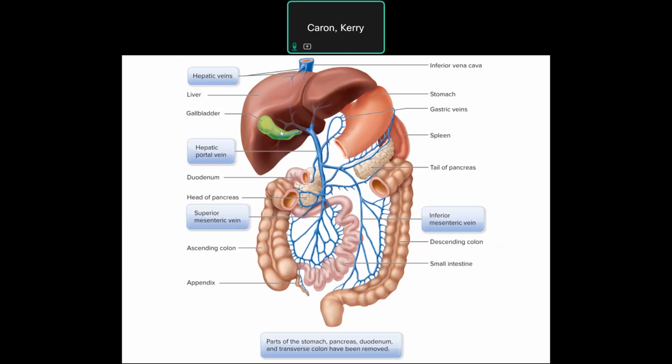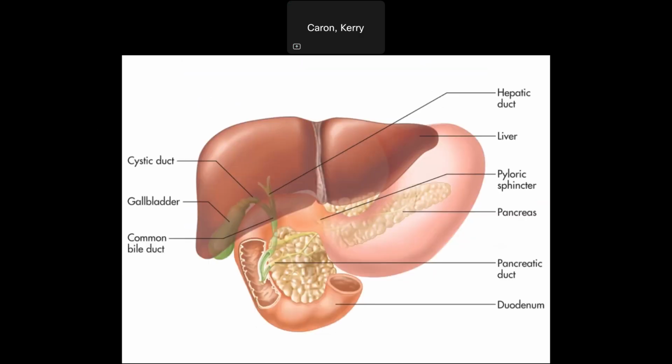The liver and the gallbladder are located here. We'll talk about that in a second. The hepatic portal vein, and then some mesenteric veins. See how these veins are really servicing the mesentery. We have a hepatic duct, a cystic duct. We're going to talk about the gallbladder and the common bile duct.